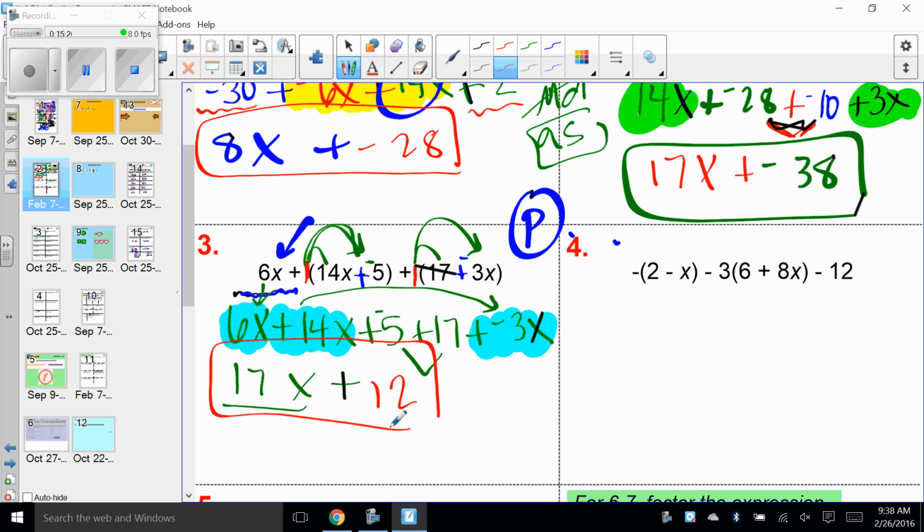All right, next problem. We have two parentheses. We have to use the distributive property twice. We have some stop, chop, chops in there, so make sure we take care of that. And we have a lonely term on the outside.